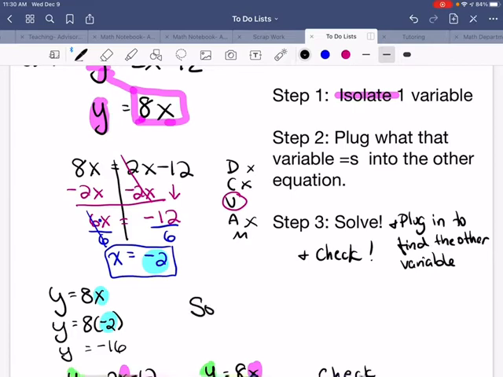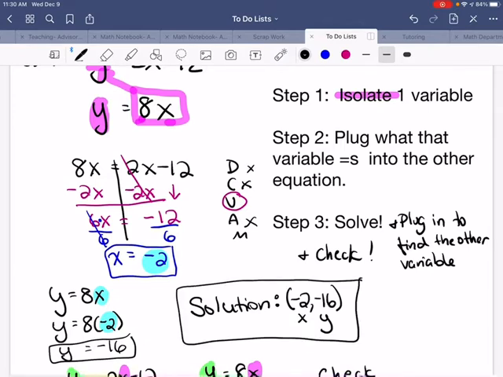So I write solution because I'm finding my solution. And x always goes first, and then y in a coordinate. So the x we found was negative 2. And the y I just found was negative 16. And that is my solution.